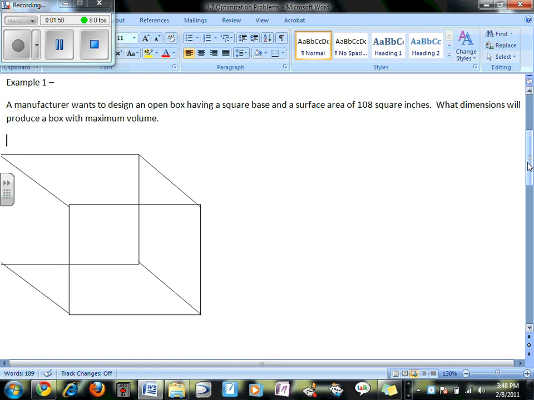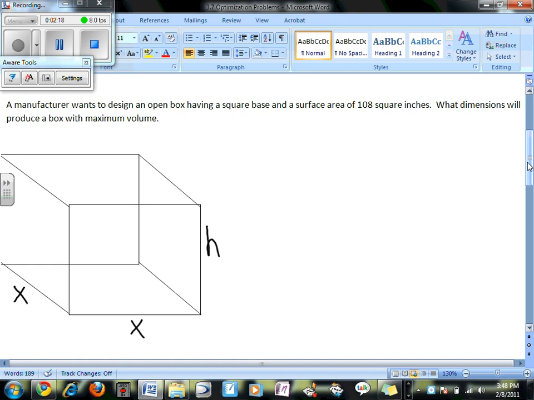Well, first off, what we need to do is draw a box. I got that with my word drawing here. And we need to label what we need to know. It says we're designing a box with a square base. So my base is going to be some x by x, some length by the same length. And my height, we don't know. We have to figure out what my height is going to be as well. So my h. So we have a box x by x and a height of h.